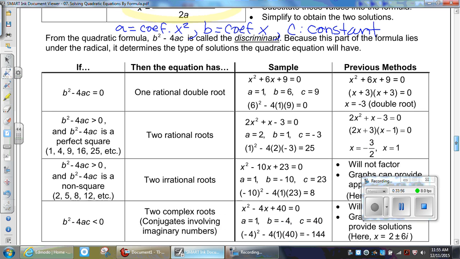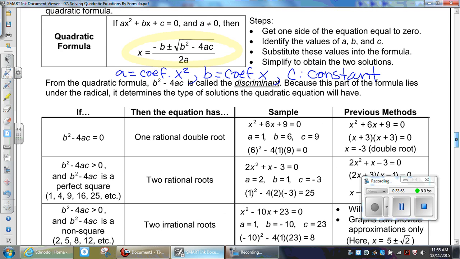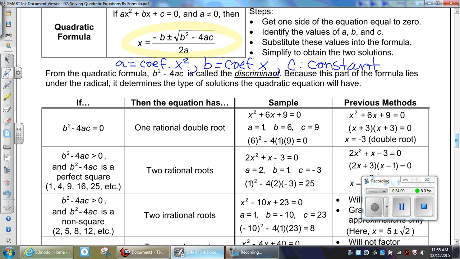So by looking at the inside of the square root, which is called a radicand, or in this case, we call it the discriminant. Right here, highlight that part. If the discriminant is equal to 0, that means that you have one rational double root. If your discriminant is greater than 0, that means positive, that means that you're going to have two rational roots.